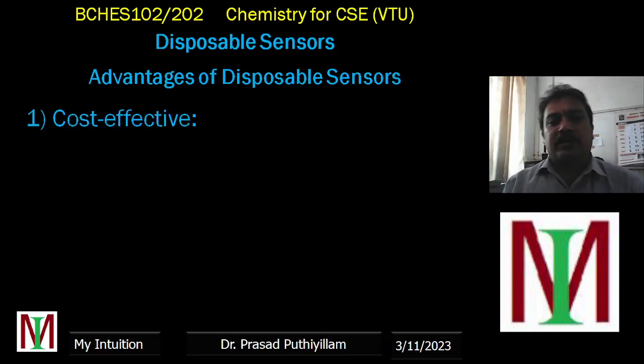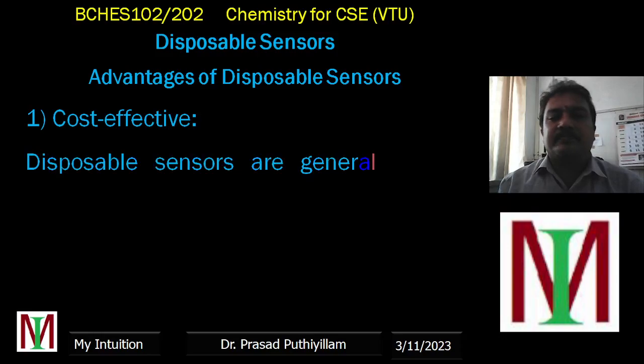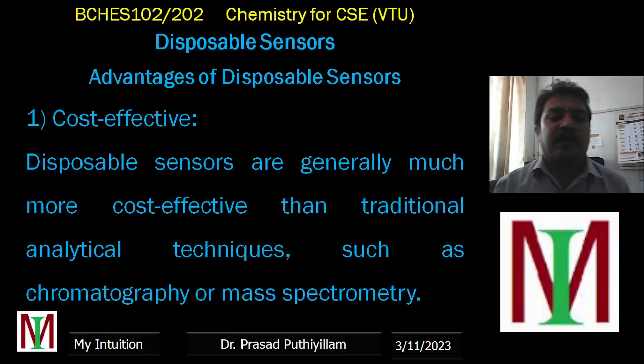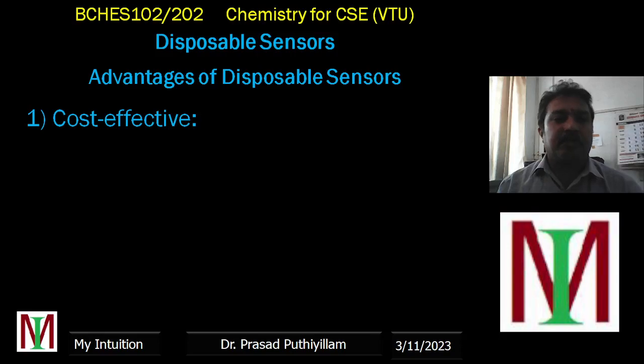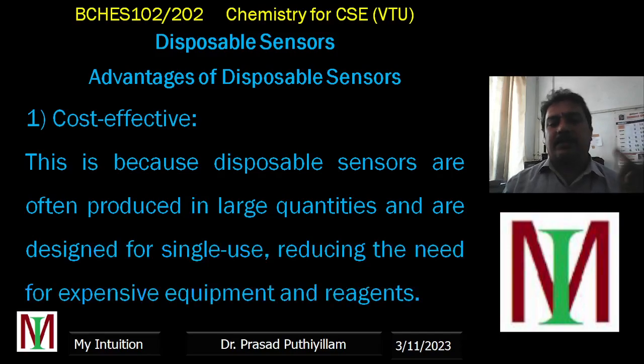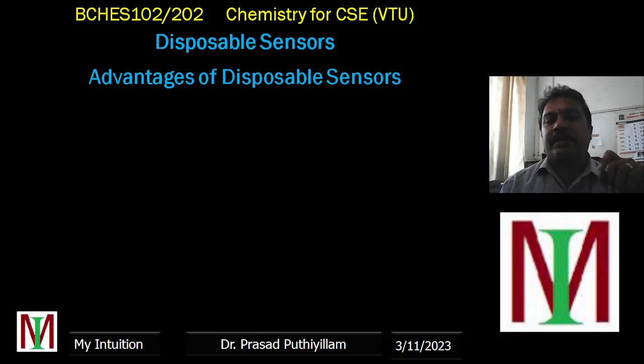So some of the advantages of using disposable sensors, like cost effectiveness. They are much more cost effective than traditional analytical techniques like chromatography or mass spectroscopy, which are mainly in sophisticated chemistry labs, not all normal chemistry labs can afford it, or even some of the major hospitals, they are having it. So disposable sensors are very much cost effective compared to that, than going to a hospital or a clinic and giving our sample for testing. We can have this type of disposable sensors because it needs a very small quantity of the analyte also, single use. Even though it is for single use, it reduces the need for expensive equipment and reagents.